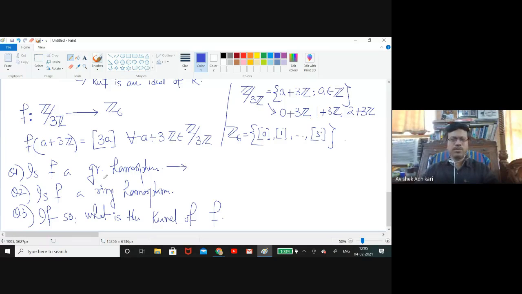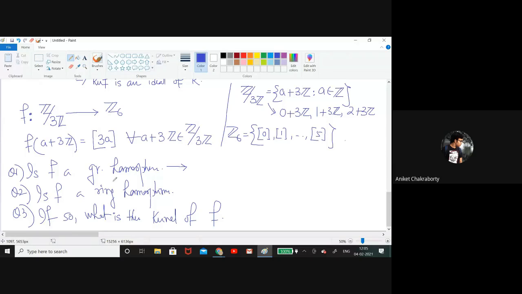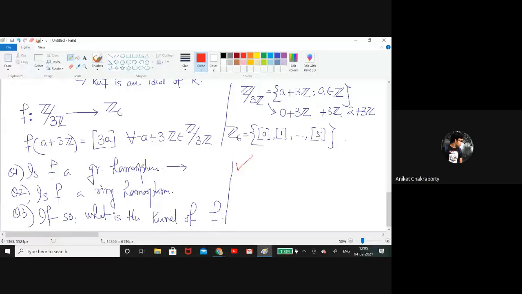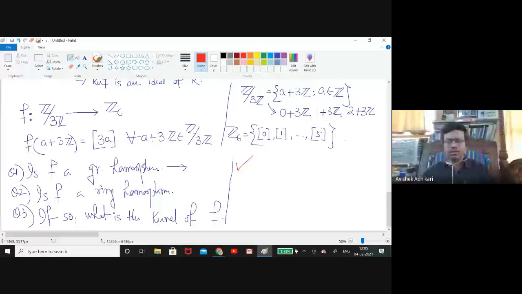Is it a group homomorphism? Somebody tell me, is it a group homomorphism? Yes, sir, it is a group homomorphism. Okay, so I am writing your answer. It's right, right? Okay, I'm marking it right. Is it a ring homomorphism? Yes, sir. Okay, it's a ring homomorphism as well.